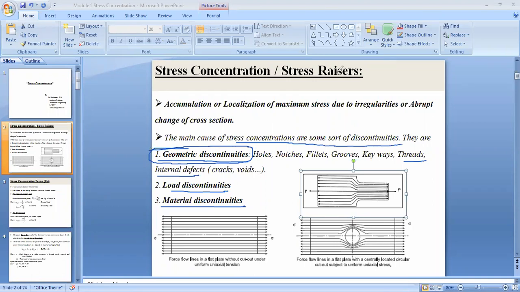Any doubt regarding stress concentration? Stress concentration or stress risers is the accumulation or localization of the maximum stresses whenever there are geometrical irregularities or abrupt change in geometry. That is called stress concentration, right? Next.